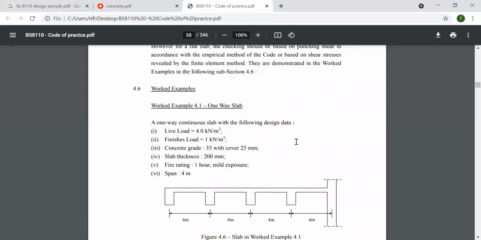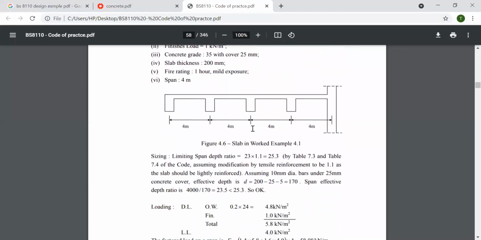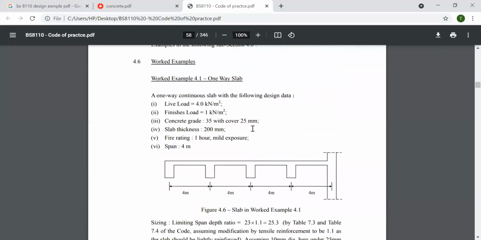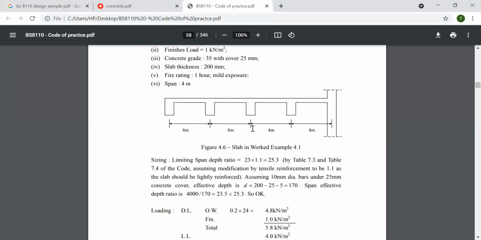This is slab design, right? People ask what the one-way slabs and the two-way slabs are, so let us see these. You can see Lx over Ly, the span 4 meter, right? The sizing of the limited aspect ratio is 25%.